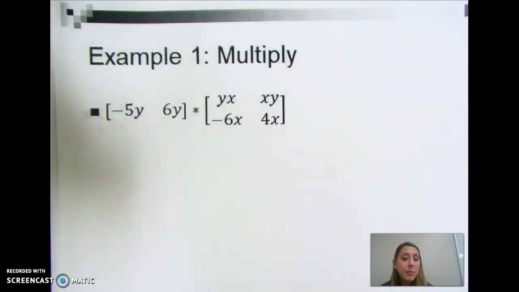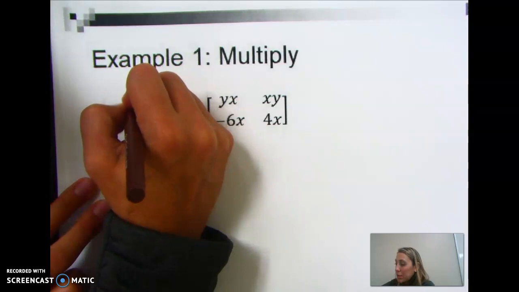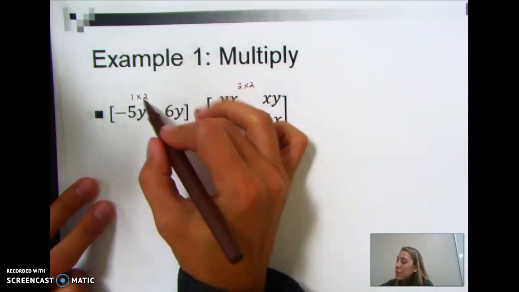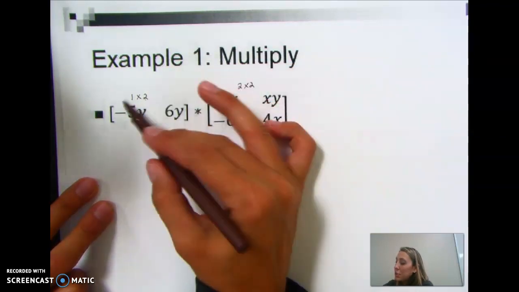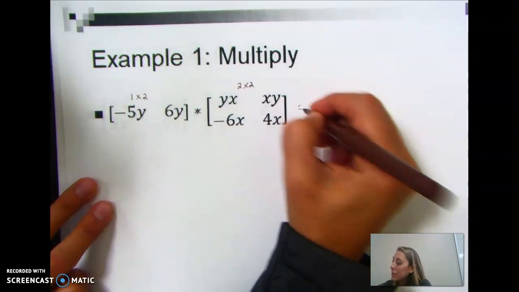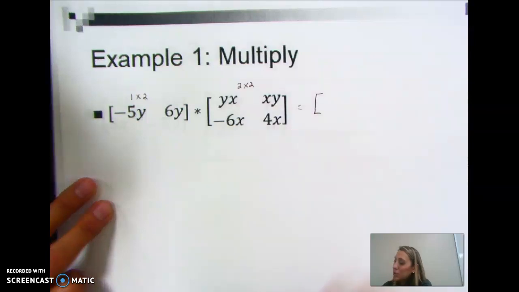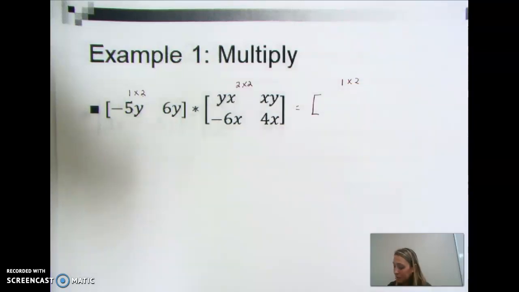Okay, so we're going to do some matrix multiplication with variables. This is where it gets a little kind of crazy. The first thing we're going to do is check. This is a 1 row by 2 columns, 1 by 2, and this is a 2 by 2. The inside numbers match, my columns and my rows match, which gives me an answer of a 1 by 2. So I'll start it there, but I'm going to end up with a 1 by 2.